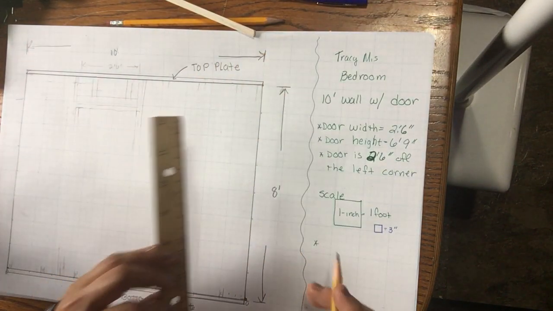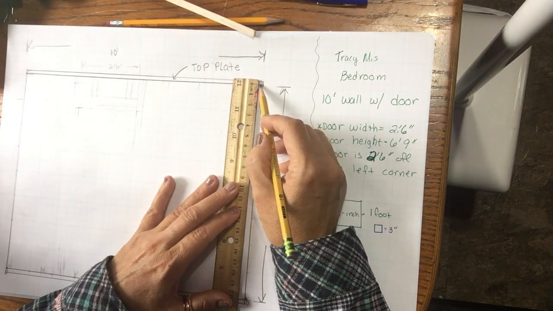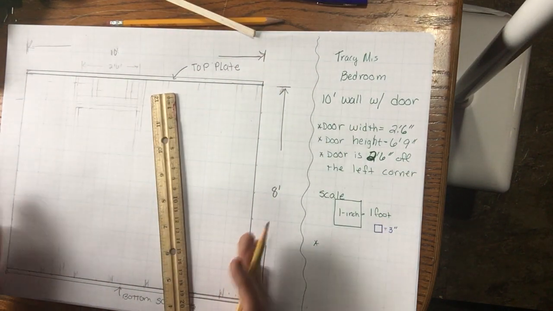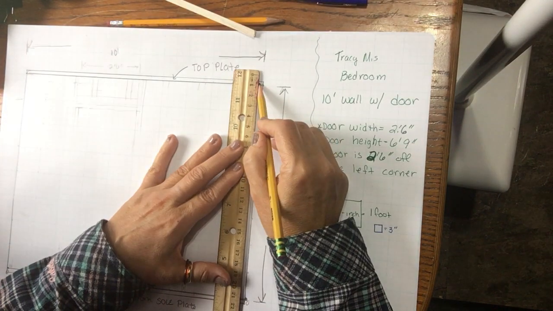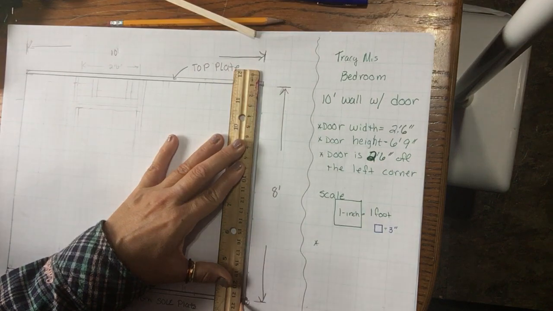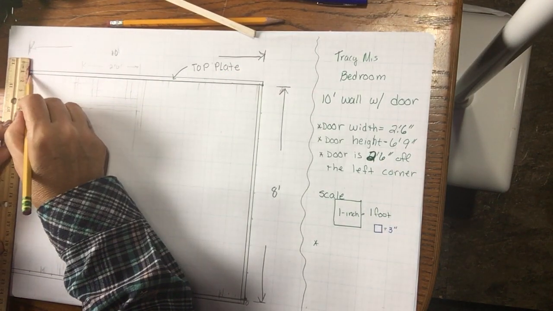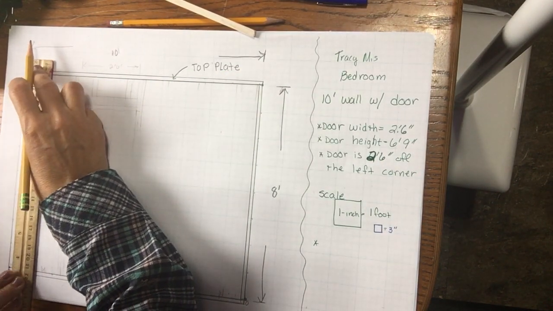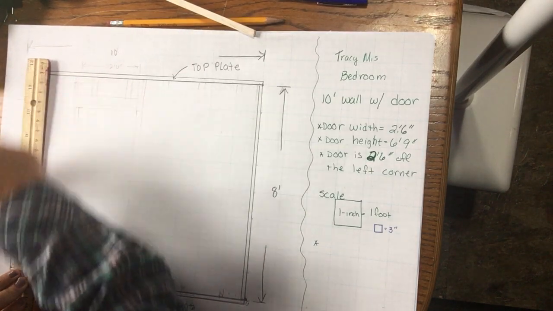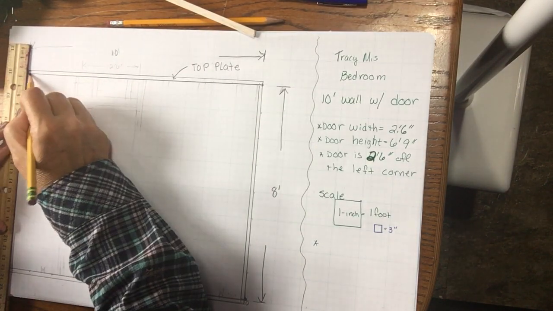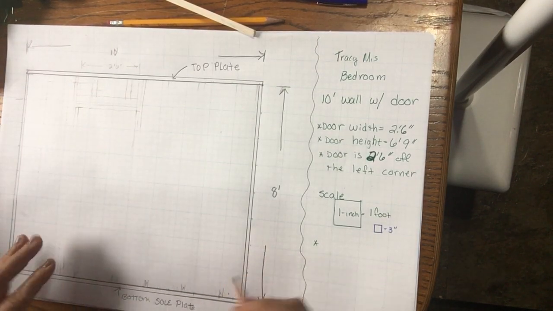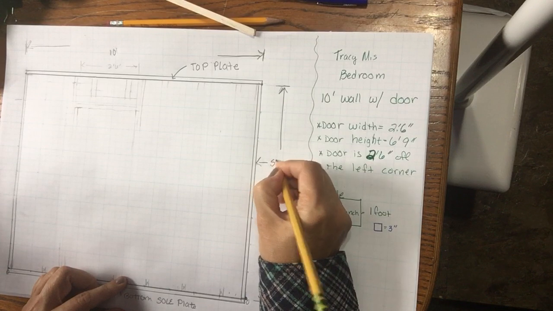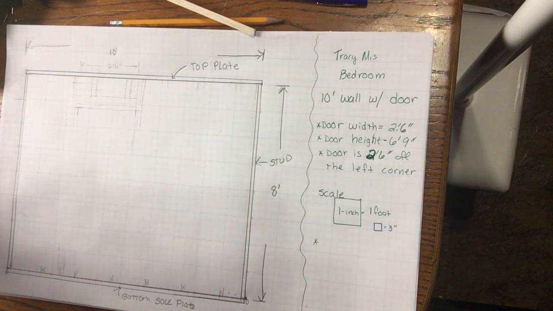Now I'm going to do the side studs. Side studs again are going on the inside because my length is 10 foot, so the studs are going inside there. So I'm going to put my stud in. And I'm going to put my other stud in. All right, so labeling that stud, S-T-U-D, stud.